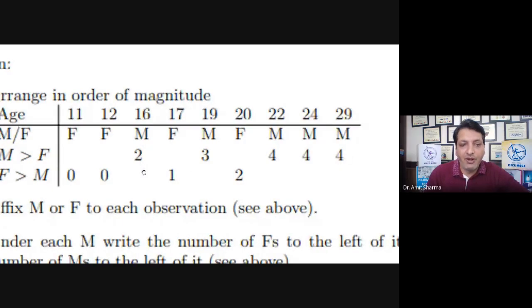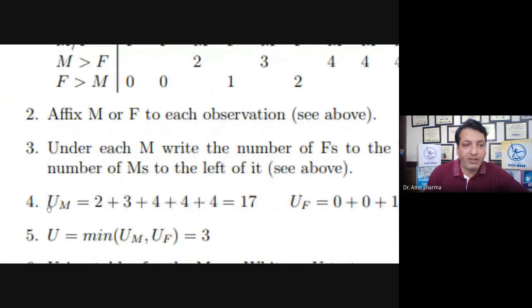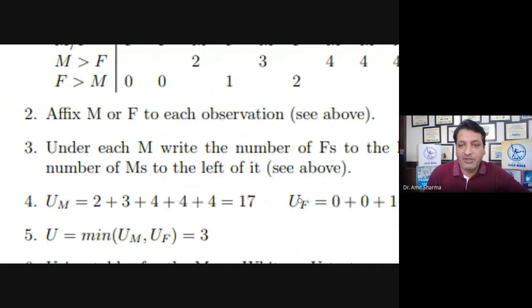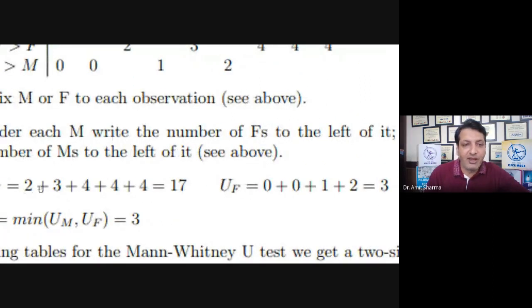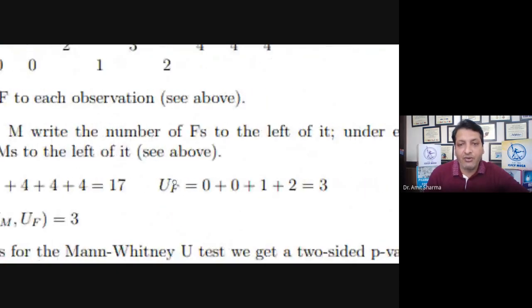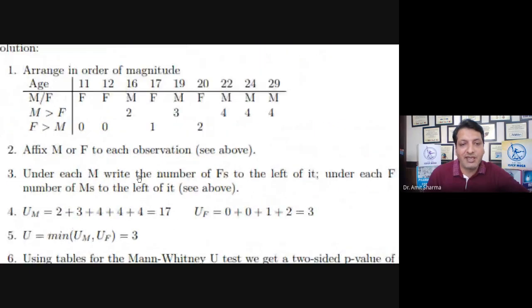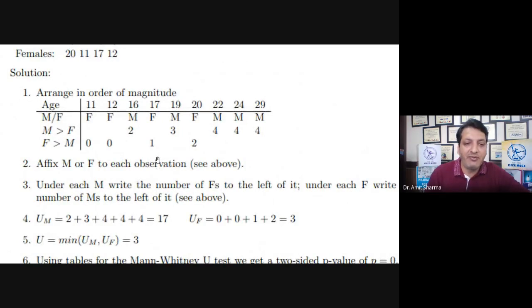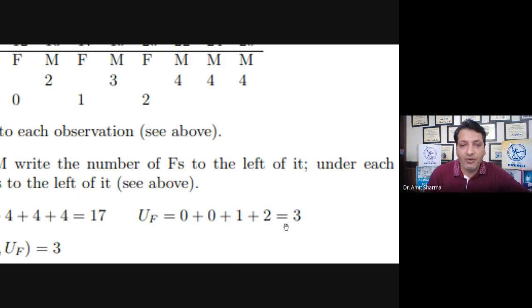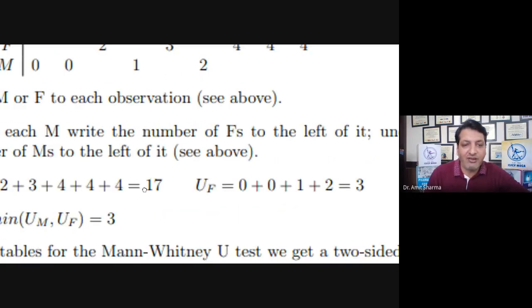So we will have a number Um, which is going to represent the male, and Uf, which is going to represent the female. So we can make the sum of all. We have found Um as 17 and Uf as 3. As per the rule of statistics in Mann-Whitney U, the minimum value is what we take as the value of U. Um is 17 and Uf is 3, so we will take Uf because 3 is less than 17. So this 3 will be taken as the final value of U.